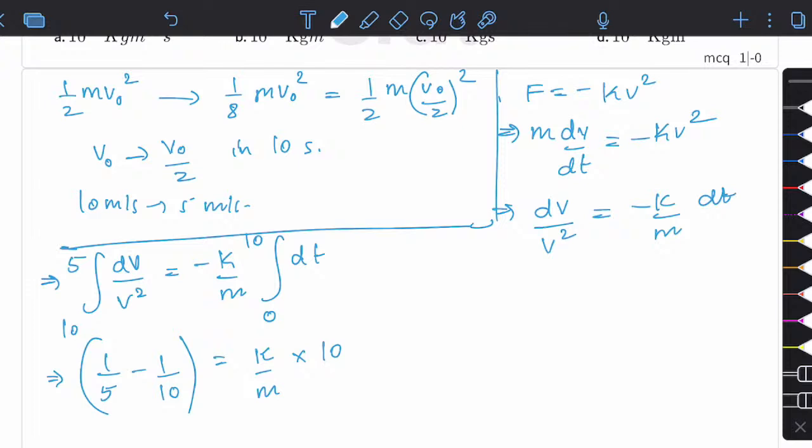So 1 by 5 minus 1 by 10 is k by m into 10. Solving this, substituting for m, you can find the value of k. It turns out to be 10 power minus 4 kilogram per meter.